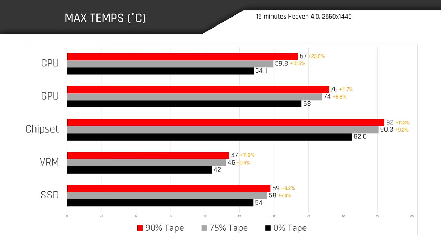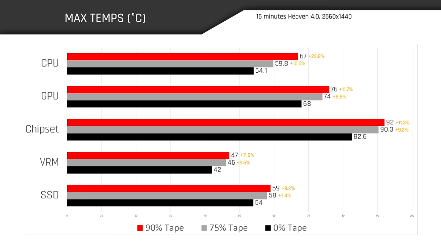But starting with our CPU, having zero tape on the case, our CPU was maxing out at 54.1 degrees Celsius. Not too shabby at all, and definitely what you would expect with that 240 millimeter liquid AIO. Add on enough tape to cover roughly 75% of the surface area of the front and top panel, however, and we spike up to 59.8 degrees, or roughly 10.5% of an increase.